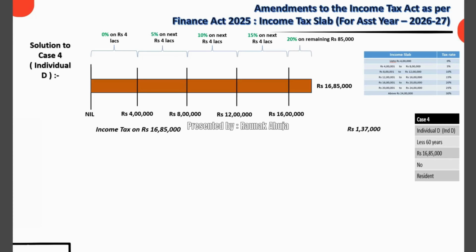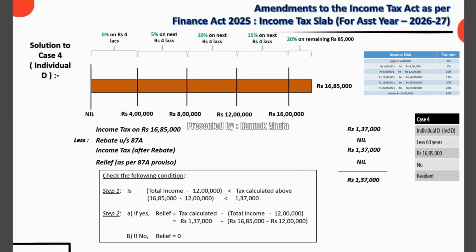So basic income tax comes to 1,37,000. We need to check for rebate again. Since the total income is greater than 12 lakhs, no rebate will be granted. Income tax after rebate 1,37,000. Now we check for the relief. Step 1, total income minus 12 lakh. Is it less than 1,37,000? No.